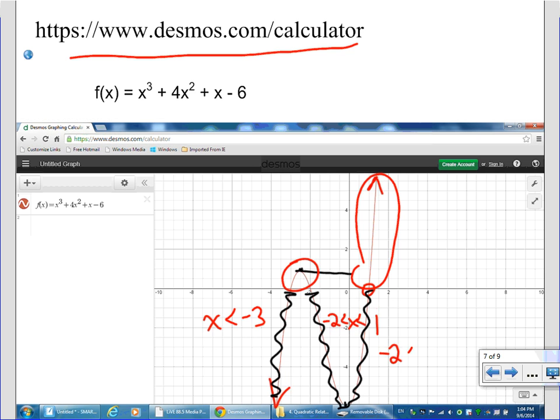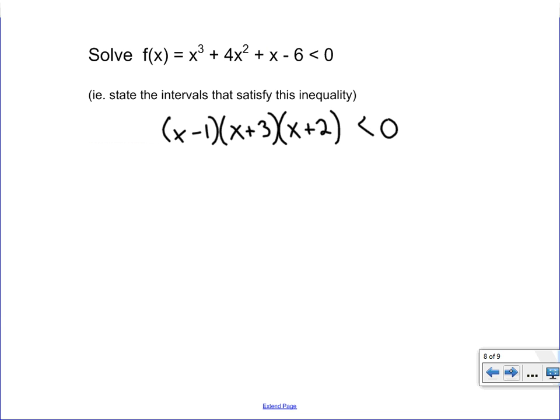Sorry, that was when our function, the inequality, is less than 0. A lot of students have a difficult time with the sign chart. So let me see if I can take a few more minutes and generate a solution with the sign chart.